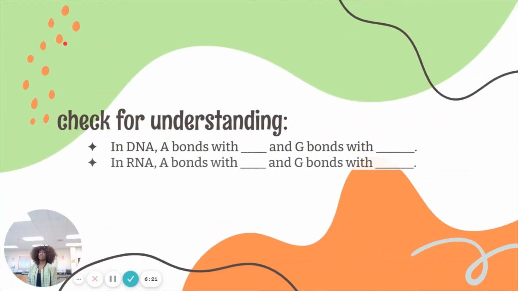Okay, another check for understanding in DNA. So in DNA, if I have an A nitrogenous base here, if I have an adenine here, what must go on this side? What matches up with adenine? How about this? If I have a G right here, what must be on this side? Okay, good. How about RNA? What are my RNA complementary bonding rules for RNA?